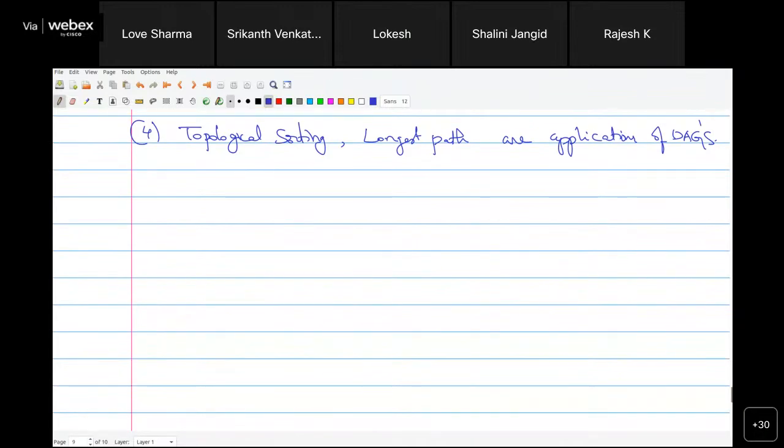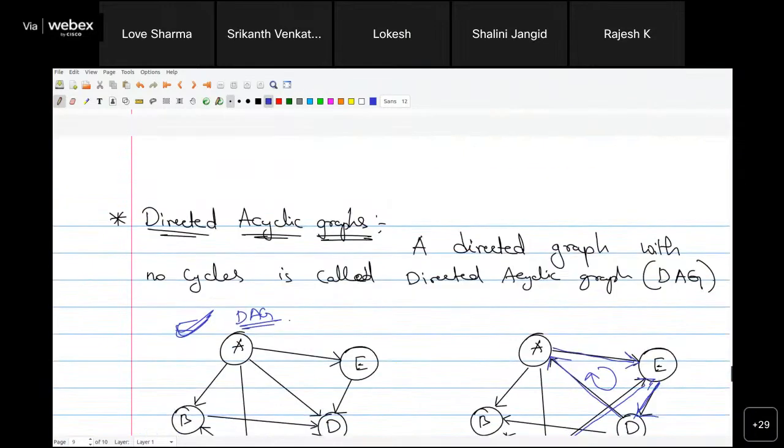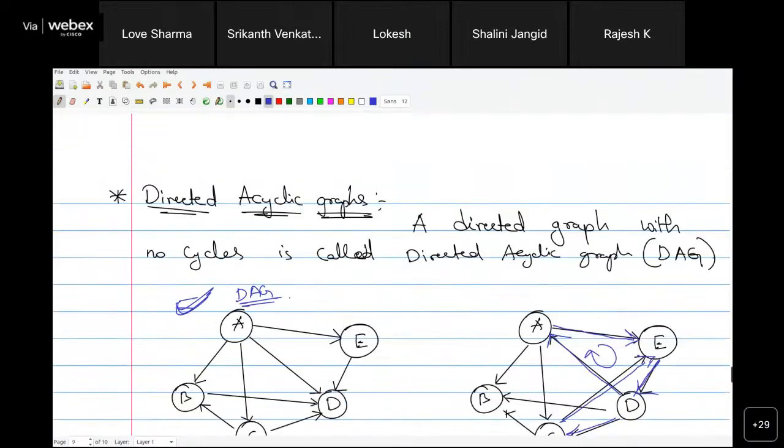Okay. A quick question. A directed acyclic graph can have an edge which is not directed, right? It can have a bidirectional edge also. If it has a bidirectional edge, then there will be a cycle, right? Right. Yeah. So that will not be a DAG anymore.